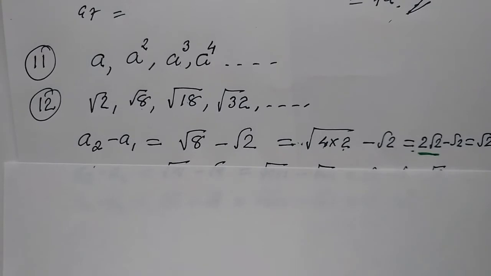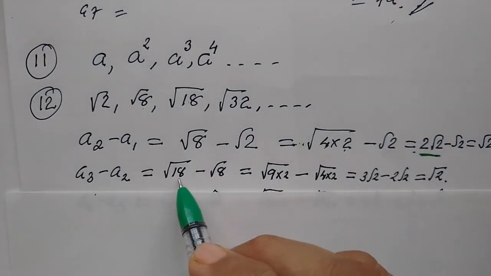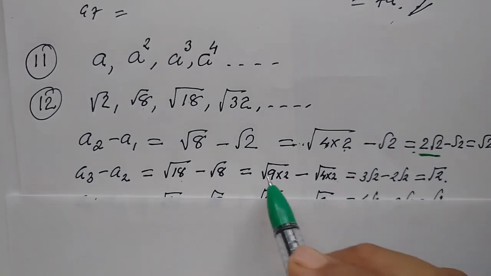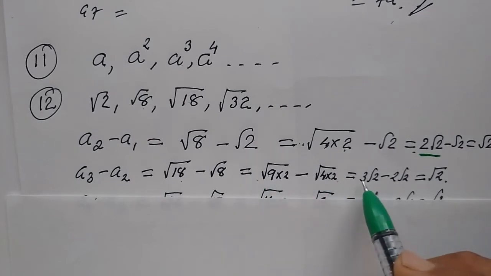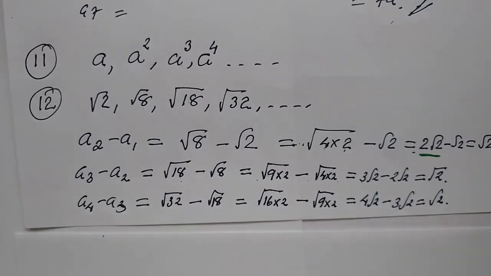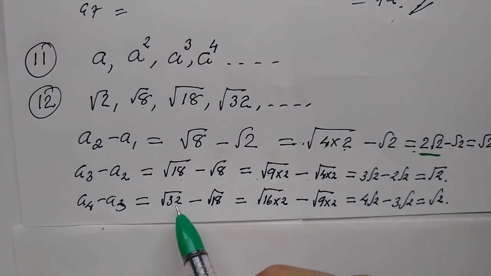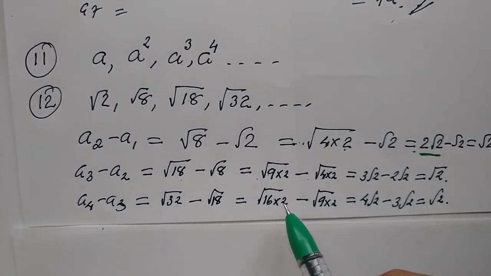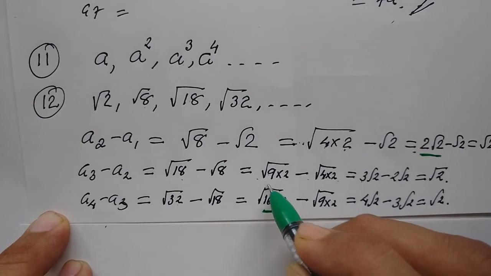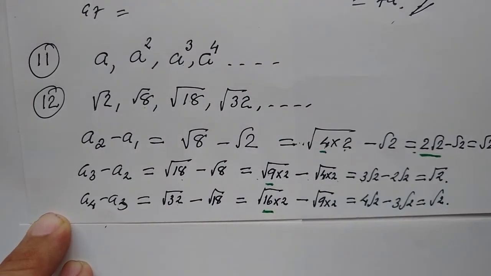Okay. Next one. A3 minus A2. Root 18, it is 9 into 2. And this root 8, it is 4 into 2. This 9 comes out, so it is 3. This 4 comes out, it is 2. So 3 root 2 minus 2 root 2, it is root 2. Next one, A4, root 32, it is 16 into 2. Children, I told that this number must be a perfect square number. This 16, this 9, this 4. Okay. So 4 root 2 minus 3 root 2. 4 minus 3, 1. So it is root 2.